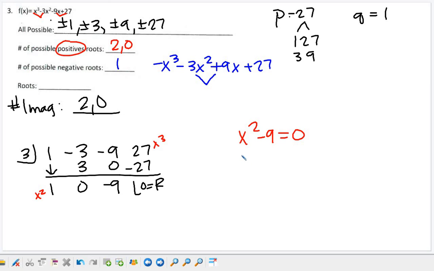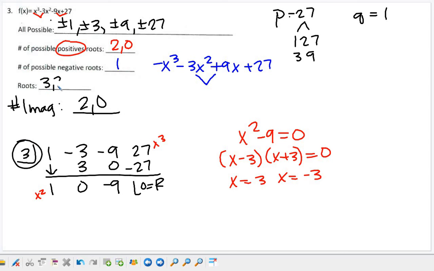Now you can solve or you can factor this. I mean, you're going to solve either way, but you can either add 9 and square root both sides, square root property, or you can factor. It's the difference of squares. So you get x is equal to 3 and x is equal to negative 3. And so we have 3, 3, and negative 3. Now normally we don't write the 3's twice. You can write 3 multiplicity 2, but I just want to make sure that you understand there are 3 solutions to a third degree polynomial. Okay.